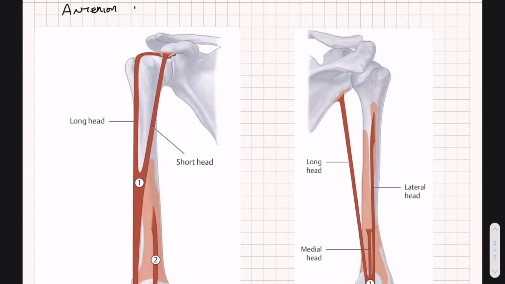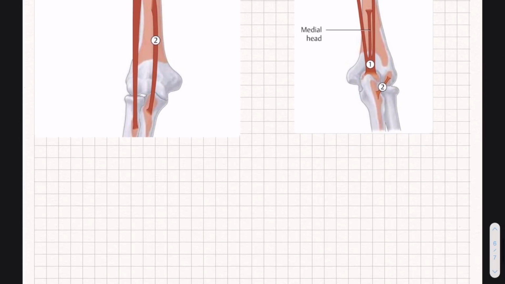is the anterior brachium, and there's going to be 3 muscles. This picture here is the posterior brachium, and there's only 1 muscle there. Okay, so the anterior brachium is what we will start with first.